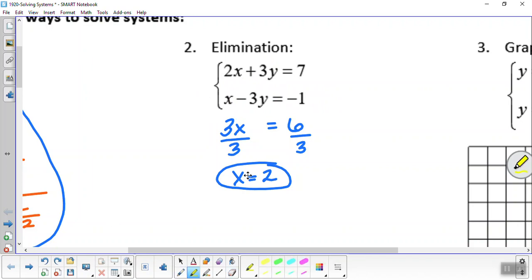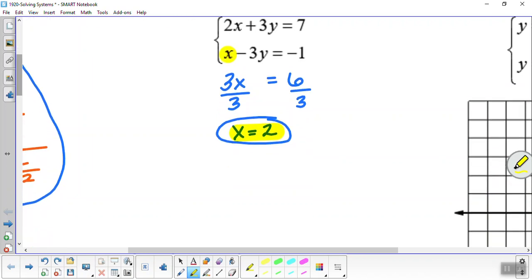So now I need to take this 2 and plug it in for either x. It doesn't matter which one you use. I'm going to use the bottom one because x is by itself. So I'm going to plug that 2 back in for x. So now I have 2 minus 3y equals -1. Now I need to solve for y.